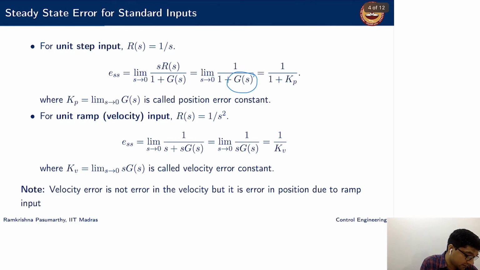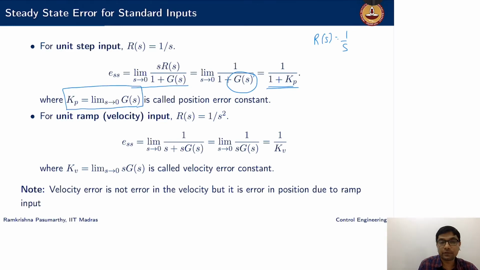So in the first case, I have ESS, which will be limit s going to 0 of sR(s). Now what is R(s)? R(s) here will be 1 over s, so s and s disappear. So what I get is something like this, where Kp is limit s going to 0 of G(s), and we will give it a name. That name will be the position error constant.